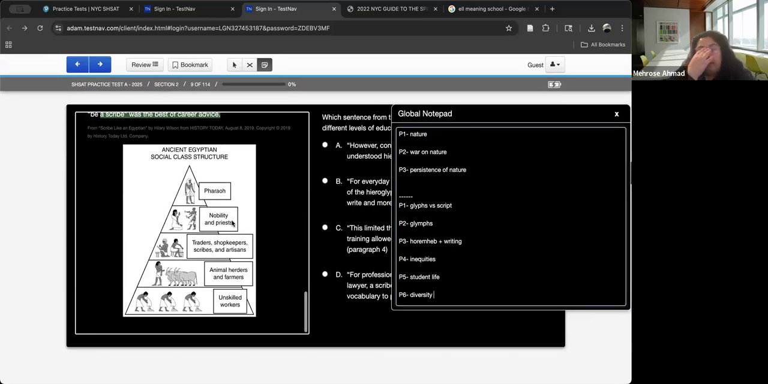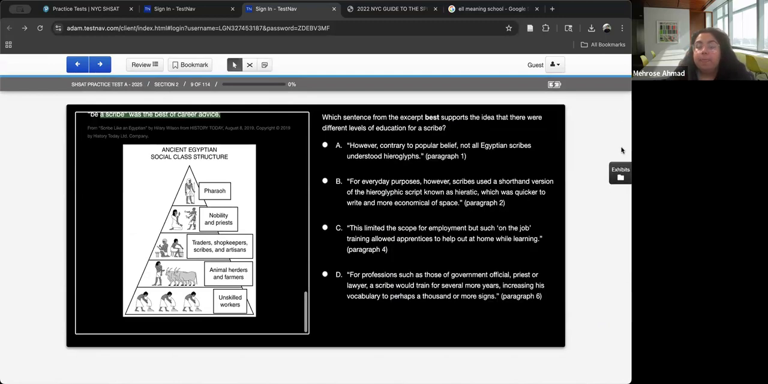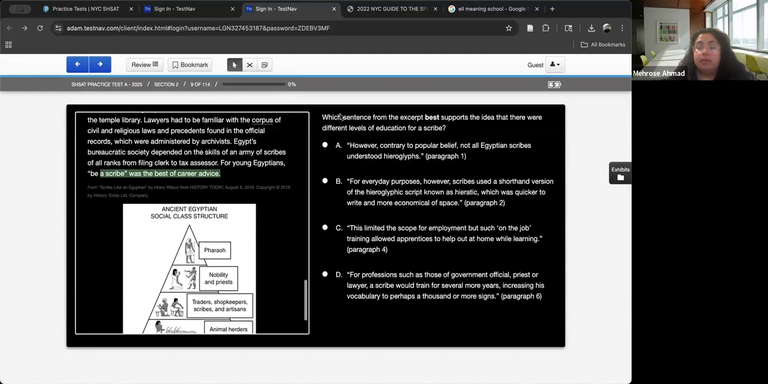So, what is the class structure? You have unskilled workers at the bottom, followed by herders and farmers, traders, shopkeepers, scribes, artisans, nobility, priests, and the pharaoh at the top. So, which sentence from the excerpt best supports the idea that there were different levels of education for a scribe?